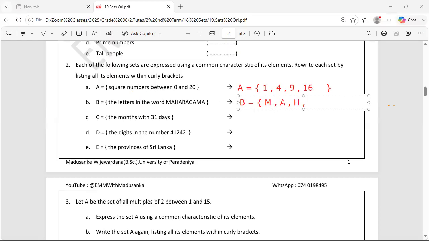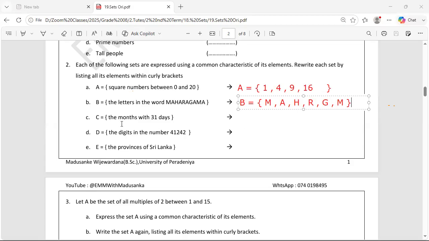Again you have A, but we have already written down A inside the curly bracket, so we are not going to write it. Then the unique one, R. Again you have A. After that Maha, A, G. Then again A, I am not going to write it. Then again you have M. Now that's all. So MAHRGM should be the answer.